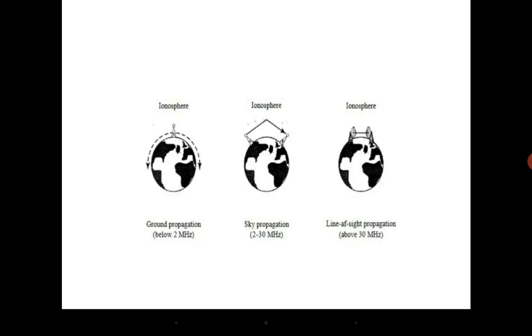Here the images depict them. First one is ground propagation, second one is sky propagation, third one is line of sight propagation. In line of sight propagation, the sending and receiving antennas have to be aligned.